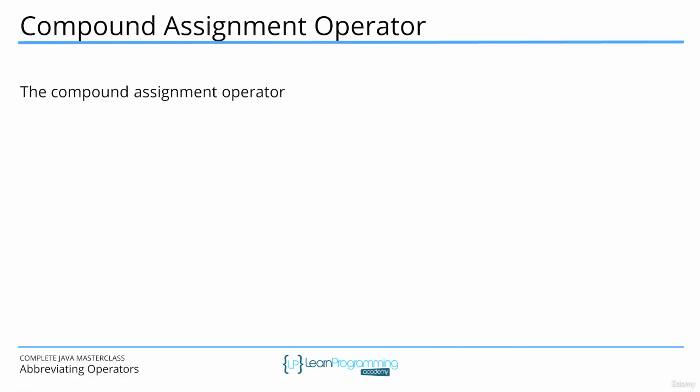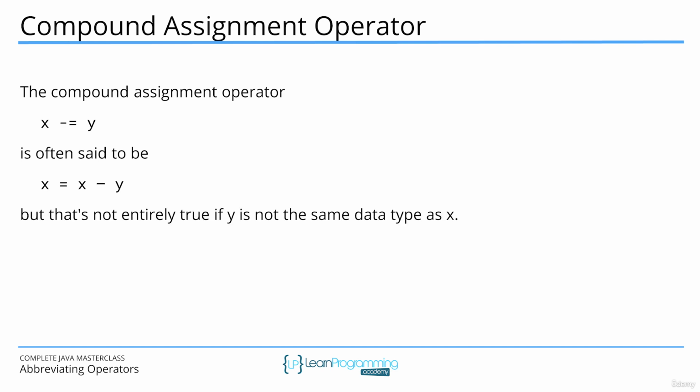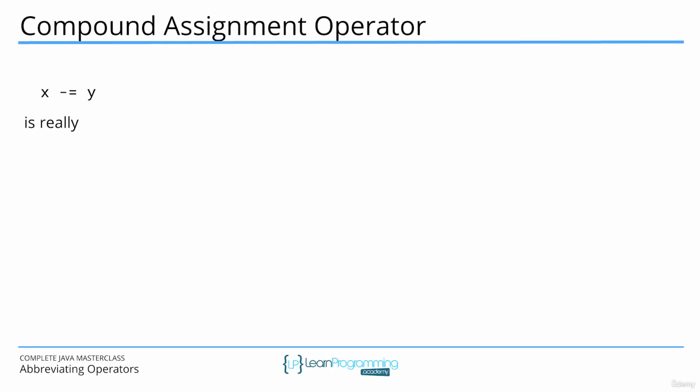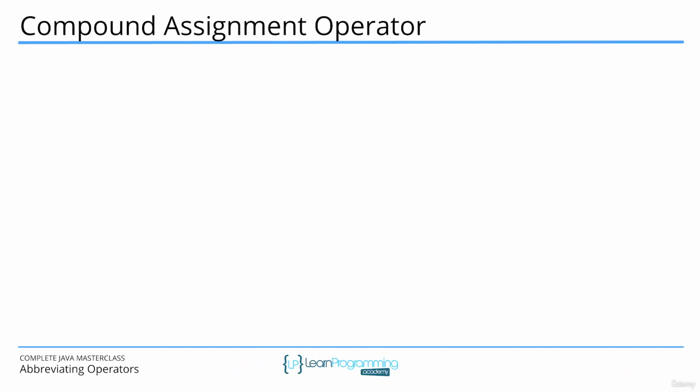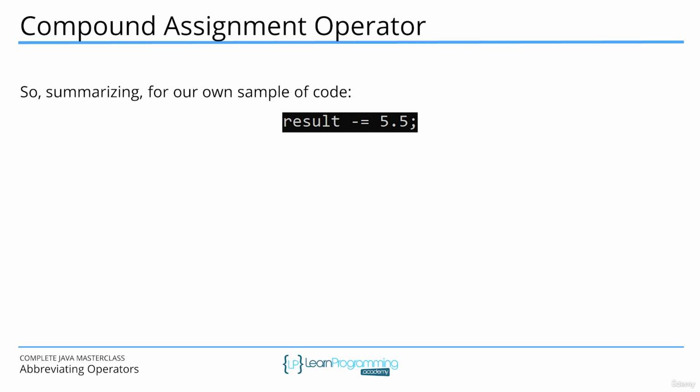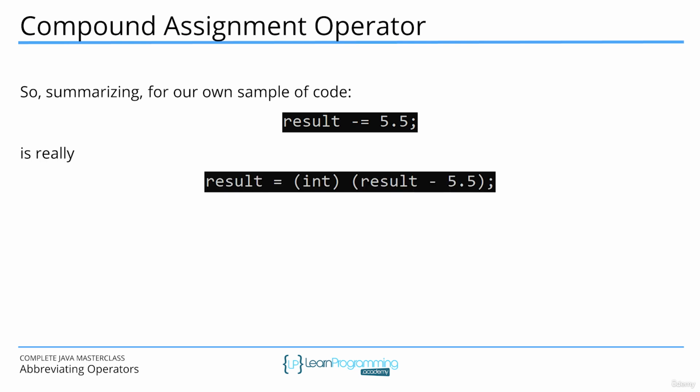The compound assignment operator, x minus equals y, is often said to be x equals x minus y, but that's not entirely true if y is not the same data type as x. X minus equals y is really x equals data type of x, x minus y. An implicit cast is done when using this operator, so no error occurs, but unexpected results may occur. So summarizing for our own sample of code, result minus equals 5.5 is really result equals int result minus 5.5.